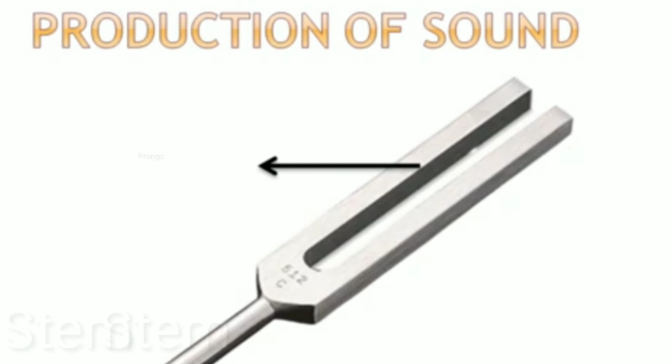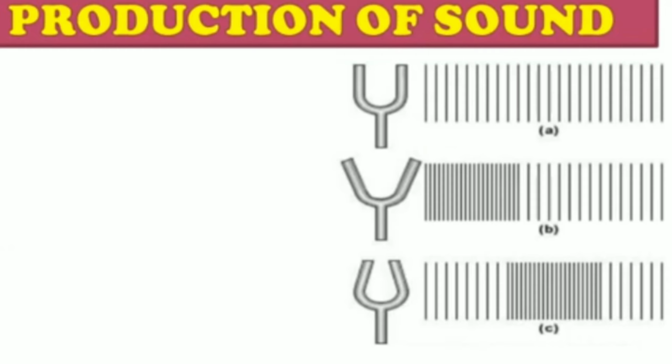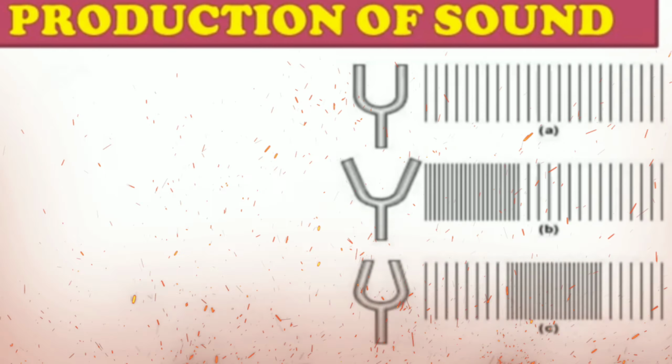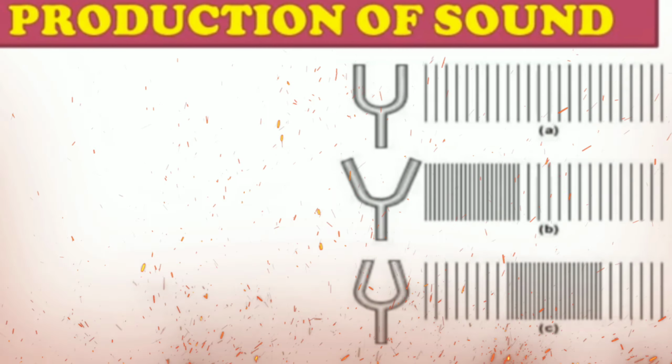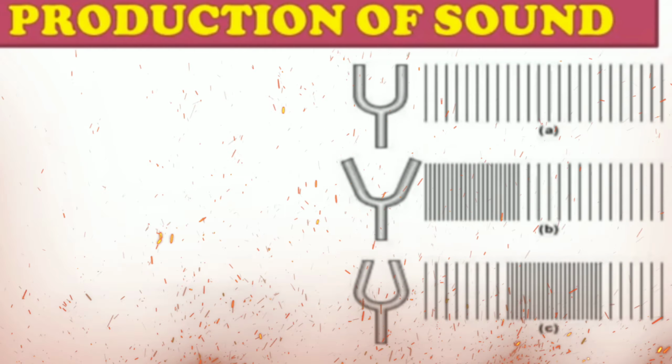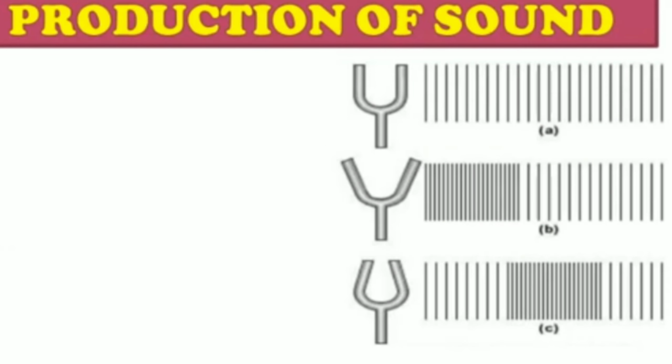Students, figure 15.2 shows a stationary tuning fork. To show the state of air around the tuning fork, vertical lines are used. Here the vertical lines are equally spaced. It indicates that the average distance between the air molecules is the same everywhere, and the average air pressure in three regions, that is A, B and C, is also the same.